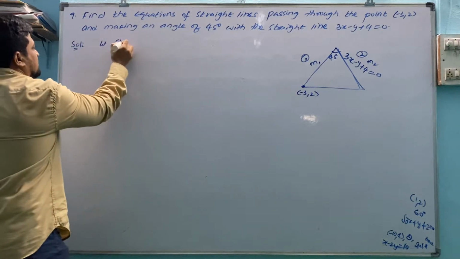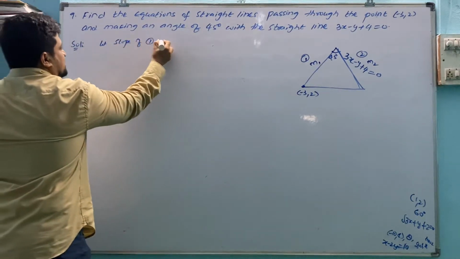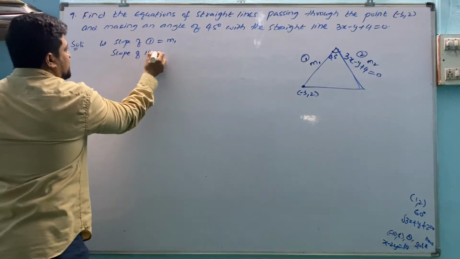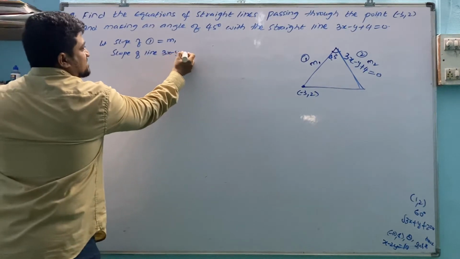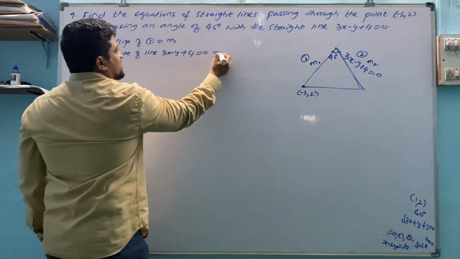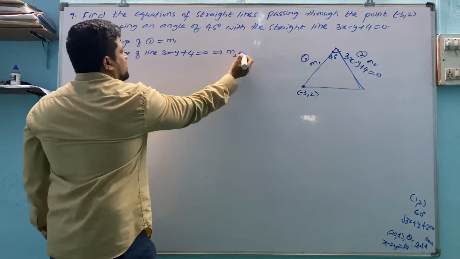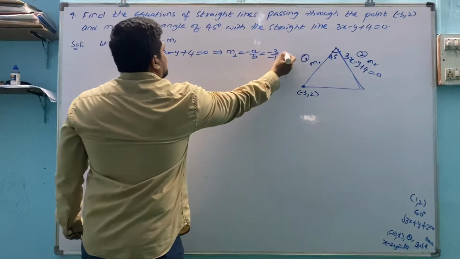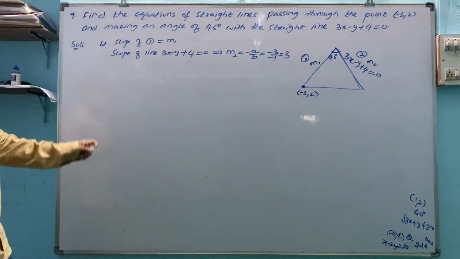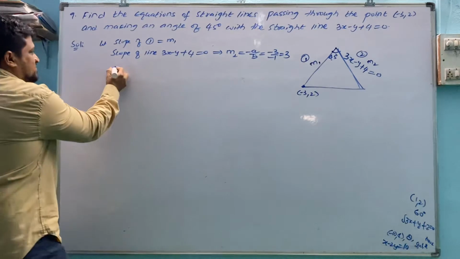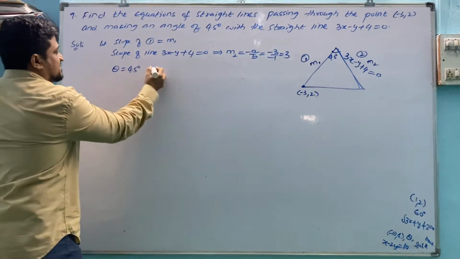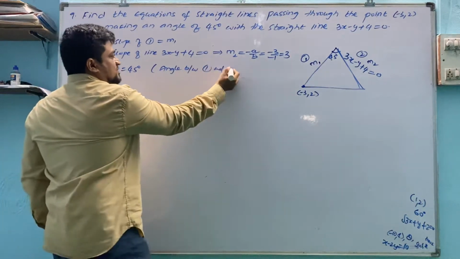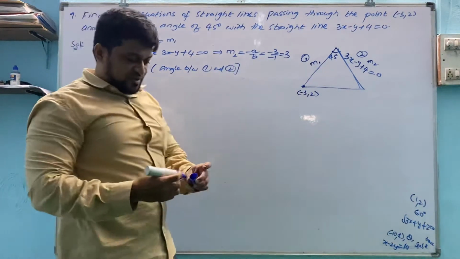Let slope of line 1 be m1. Slope of line 2, 3x minus y plus 4 equals 0, is m equals minus a by b, that equals minus 3 by minus 1, which is 3. So we have two slopes. Now theta equals 45 degrees. This is the angle between line 1 and line 2. This is the concept which you need to remember.